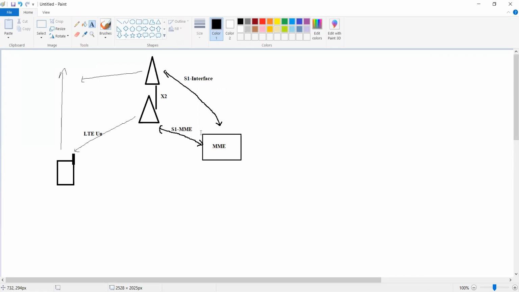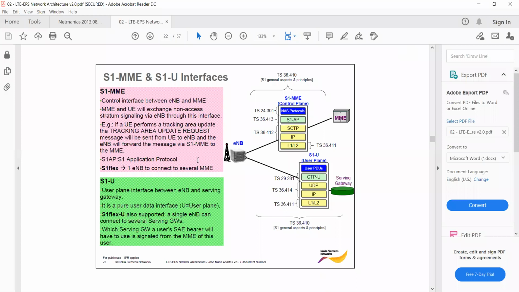Why is this S1-MME needed? It will be useful in case of S1 handover or tracking area update. It is a control interface between eNode B and MME. You can write one more point for this S1-MME interface. Draw this diagram first.